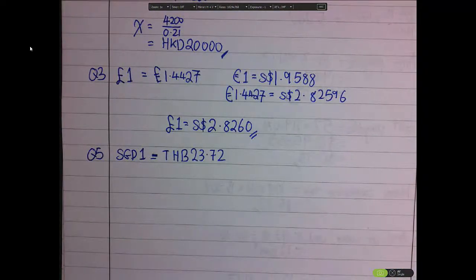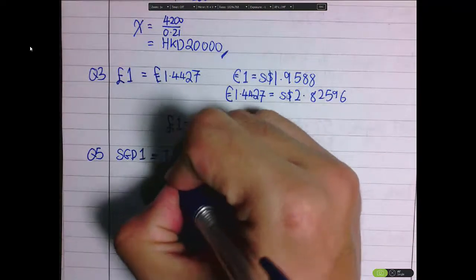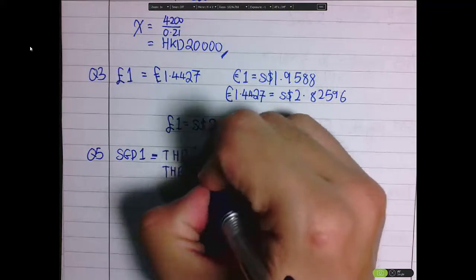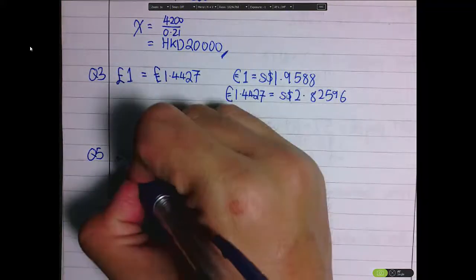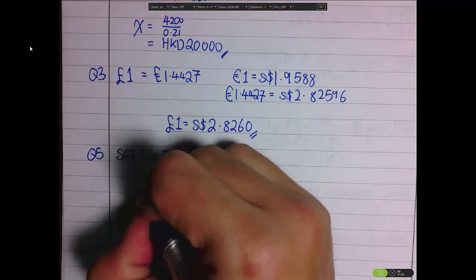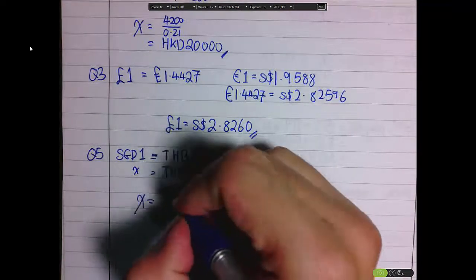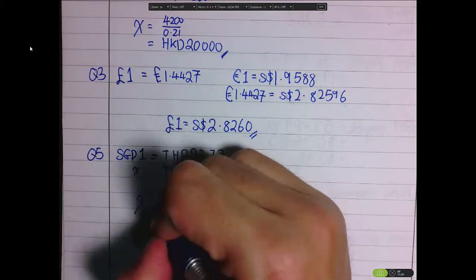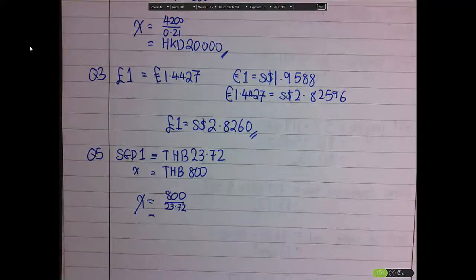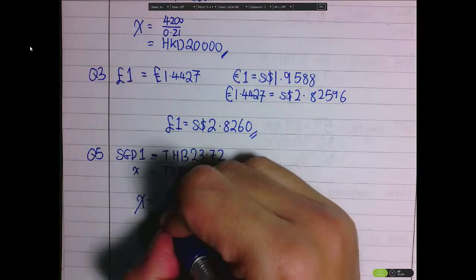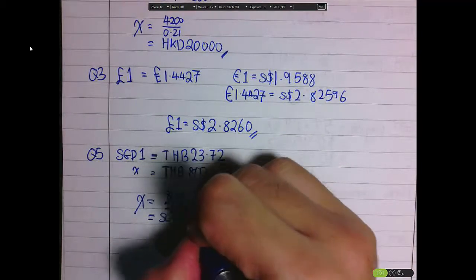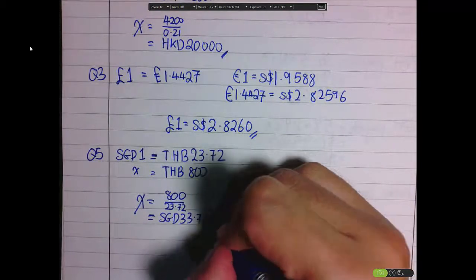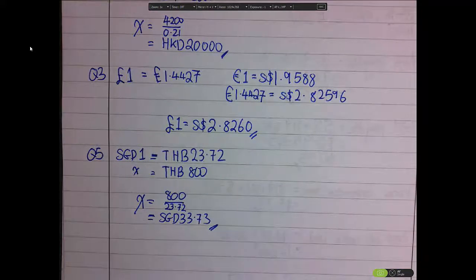Then now they ask, how much seafood dollars? She has seafood for 800 Thai baht, so the Thai baht is 800. This is the amount I'm trying to find. So similar to what we did in 1B, just take 800 divided by 23.72, and the amount we get is 33.73, correct to 2 decimal places. Because that's the amount she spent.